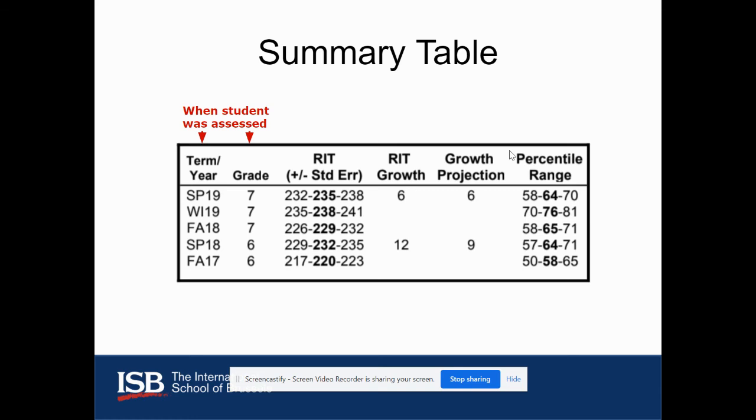In the second column, you'll see the grade your child was in when they took that particular test. In the third column, you'll see your child's RIT score. This column also includes the standard error we discussed earlier. So for example, in the spring of 2019, this child's RIT score was 235, but there's a possibility that if they had sat the test a second time on a different day, they may have scored between 232 and 238.